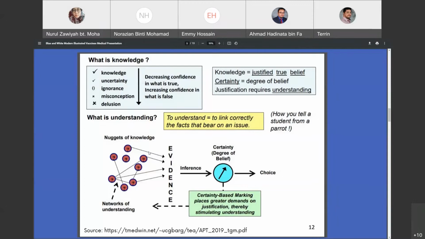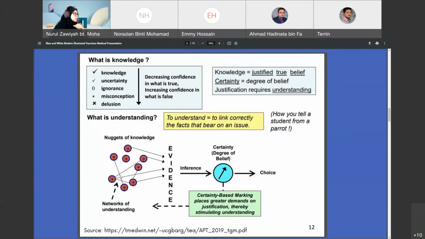Okay. So just now, all this while I'm talking to the camera, but the camera is not even on. Okay. So what is understanding? To understand is to link correctly the facts that bear on an issue. So this is how we can tell a student from a parrot. I love this statement, because a parrot just repeats whatever you say, but a student actually goes through the process of understanding, learning, applying, synthesizing, all of our Bloom's taxonomy, what we hope to be achieved by students.